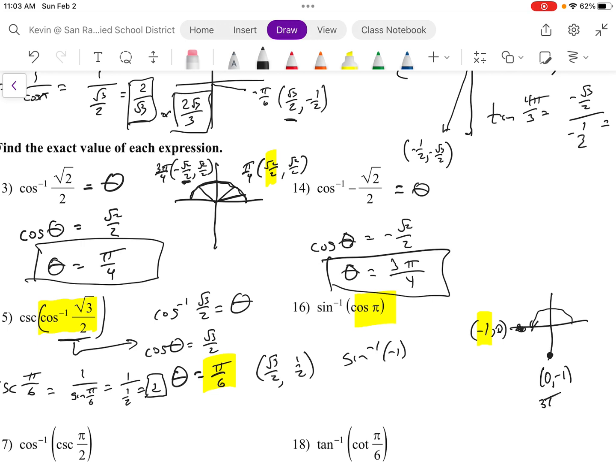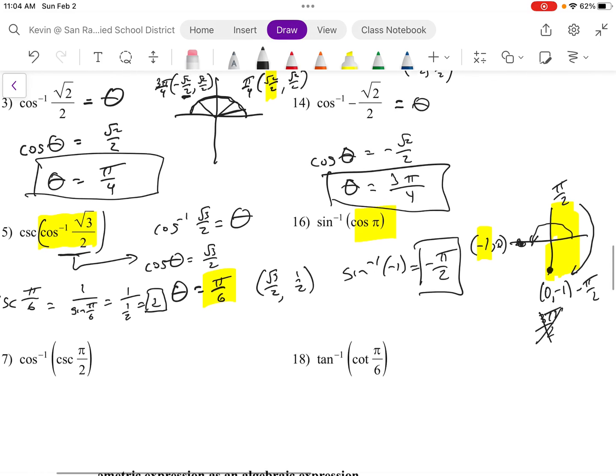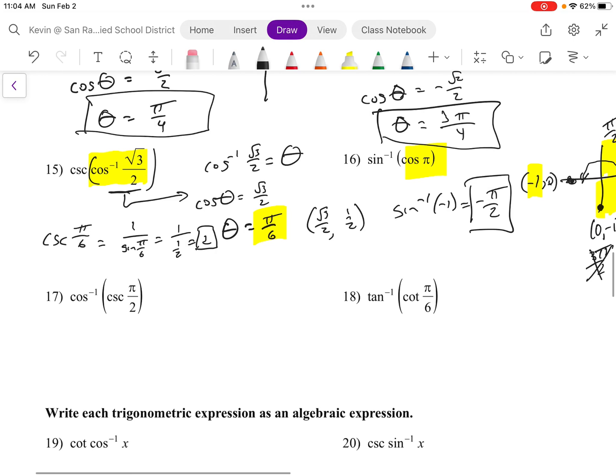But be careful, because this is 3 pi over 2, okay? Because we're dealing with arc sine, we're dealing with pi over 2 to negative pi over 2. So we wouldn't say 3 pi over 2. We would say this equals negative pi over 2. Okay? So that's a common mistake. Make sure you don't make it.